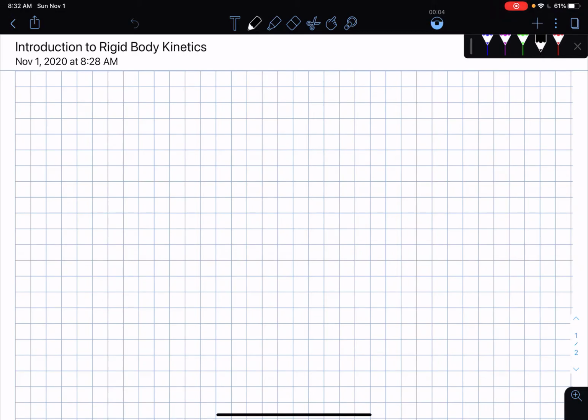So, we're going to look at an introduction to rigid body kinetics, and we're also going to look at a very short problem where we derive equations of motion for a rigid body. Okay, so in this particular chapter, we will look at rigid body kinetics.